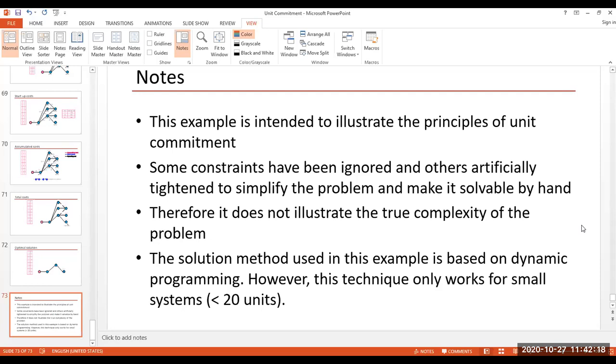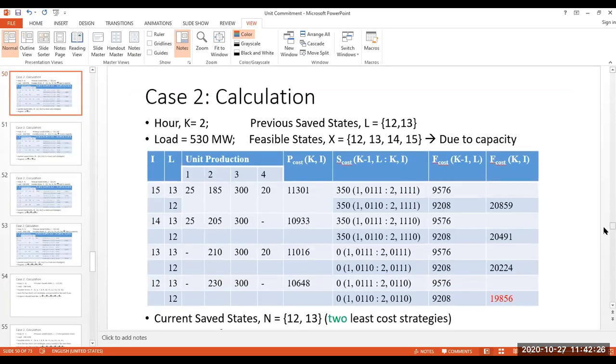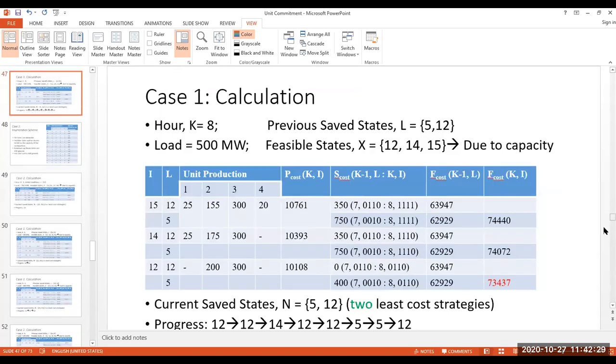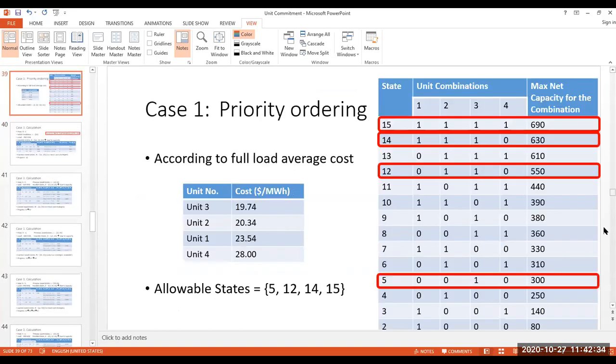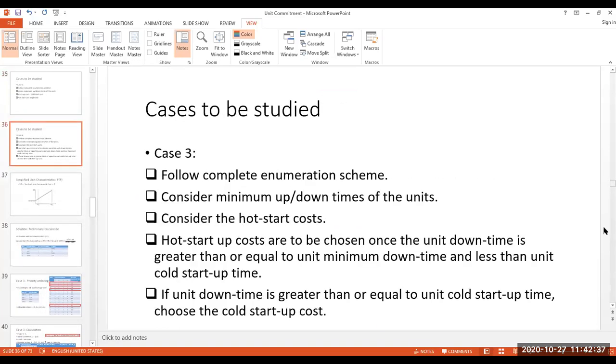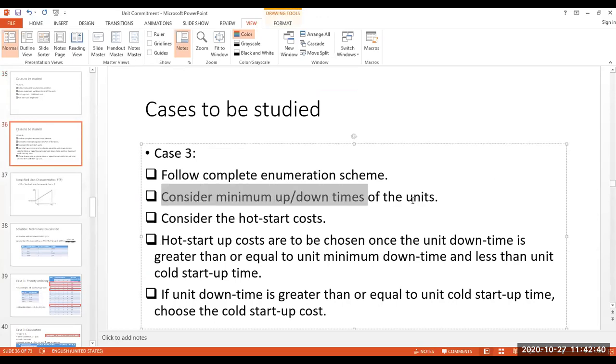Please take note of the assignment again. Your assignment is case number 3. You will find some help from the book for the solution. I have talked about how to deal with the minimum uptime and downtime. The enumeration scheme is also discussed in case 2. The only thing left is how you consider the hot start cost, when you consider it, and when you consider the cold start cost. That is described here.